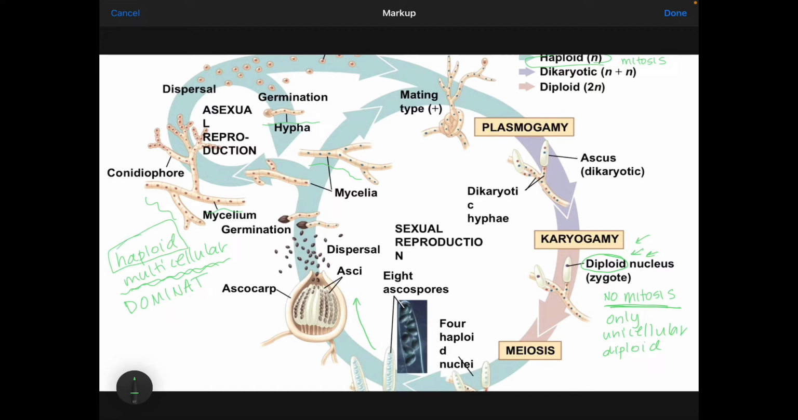Don't forget, when the fungus is going to go through sexual reproduction, that's the right side over here. Asexual reproduction, in the case of fungus, is basically just cloning. It's cloning itself. That's on the left side there. So on the right side, we've got sexual reproduction. On the left side, we've got asexual.